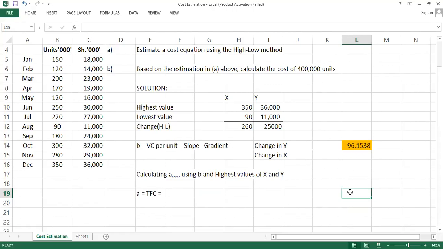The equation which we apply is Y is equal to A plus bX. What I want to compute is the value of A, and making A the subject of this formula shall mean that A equals Y minus bX.